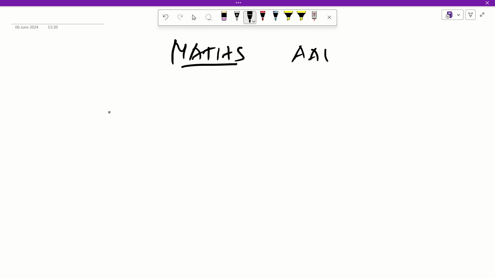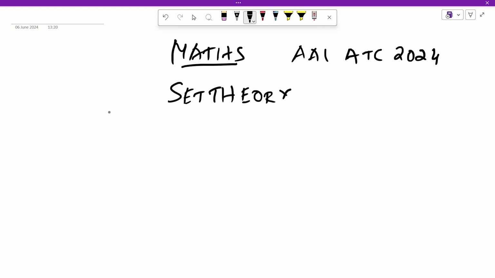AI ATC Junior before. The topic will be set theory. This is an interesting chapter, guys. It's one of the easiest chapters when you start your 11th standard. So let us start with the basic concepts.